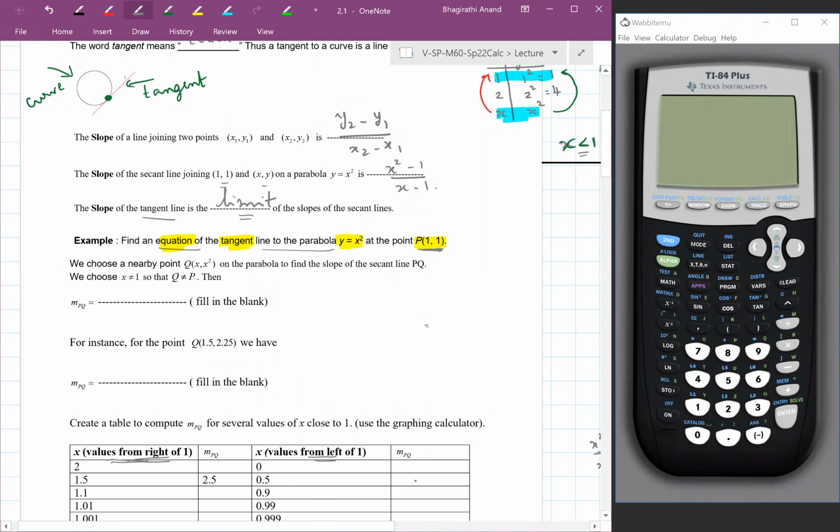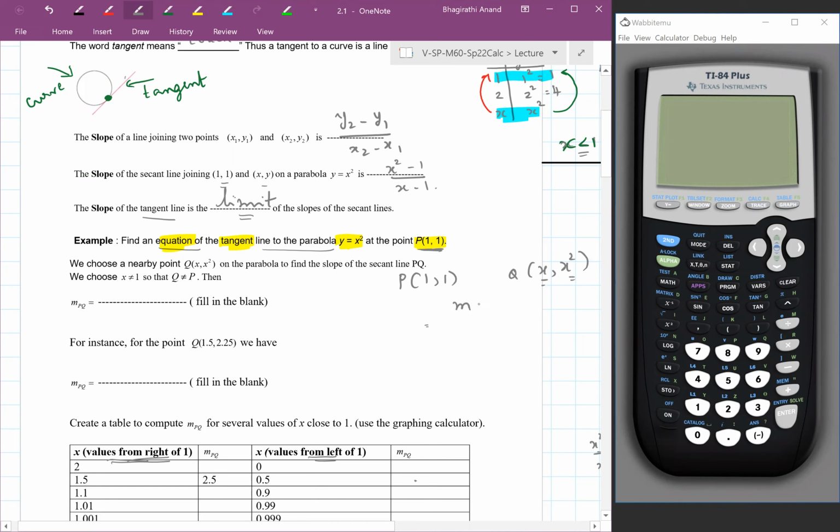So if we choose a nearby point Q (x, x squared) on the parabola to find the slope of the secant line PQ, we choose x not equal to 1 so that Q is not equal to P. So it's not a coincident point. We take a neighboring point, either to the right or to the left. P has coordinates (1, 1) on the parabola. Q is a neighboring point. We call it (x, x squared). If the input is x, the output is x squared.